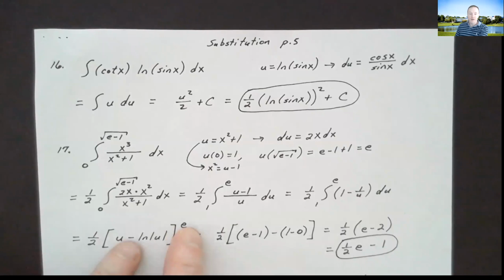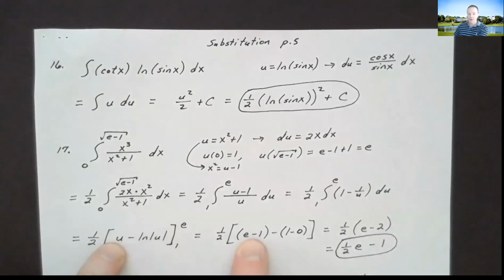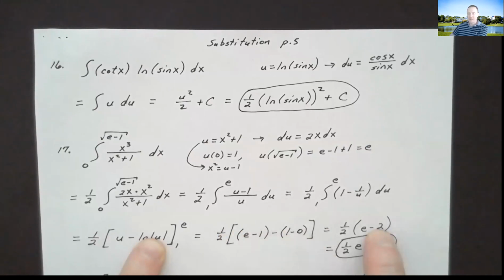Now I need to evaluate. If I plug the e in, I would get e minus the natural log of e, which I know is e minus 1. That's the upper limit. Minus when you evaluate the lower limit, well, that would be 1 minus the natural log of 1. Natural log of 1 is 0, so I just get 1 minus 0 there. So on the inside, upper limit minus lower limit, I'll get e minus 1 minus 1. That's going to be e minus 2. So I'll have 1/2 times e minus 2.